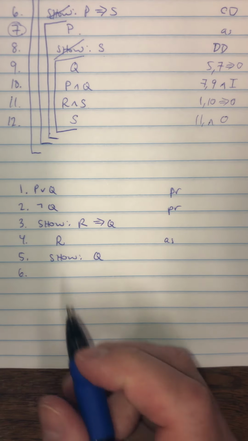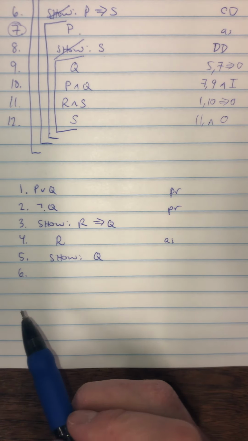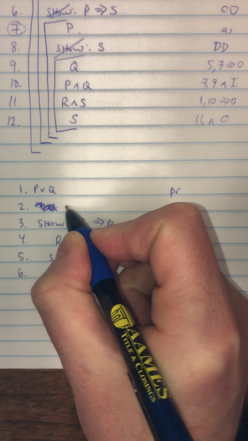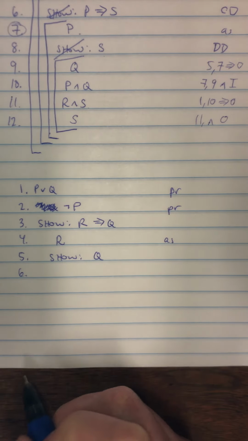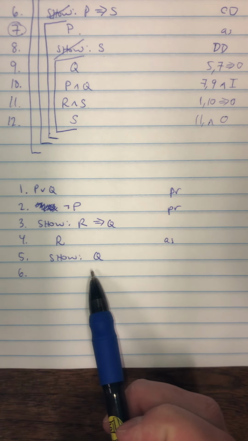Sorry, did I write down the wrong premise? I wrote down the wrong premise. We're not going to be able to show Q if not Q is one of our premises. This should actually be not P here as our premise. All right, so we've got P or Q, not P, and then we're going to show this.